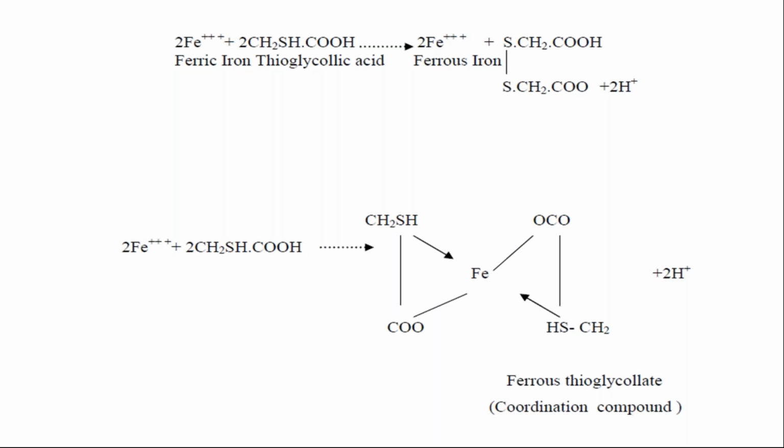Okay, so what basically happens here is iron which is present in ferric form is reduced to ferrous form. This ferrous form of iron reacts with your thioglycolic acid, that is CH2SHCOOH. It reacts with your thioglycolic acid to give you a complex called as your ferrous thioglycolate.